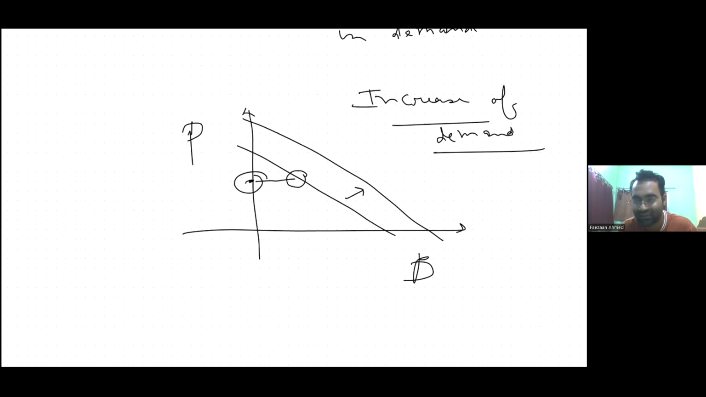So this is the classic example of what I call the increase of demand, right? So remember that price has not changed. In fact, what has changed, price is same, in fact, what has changed is the income of the consumer.